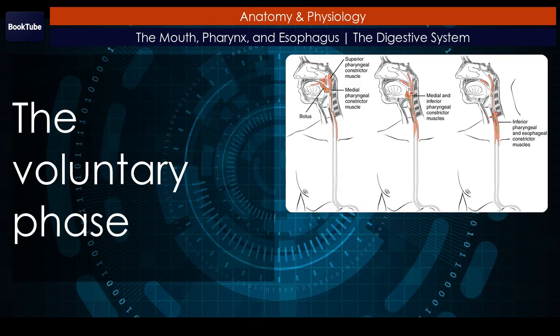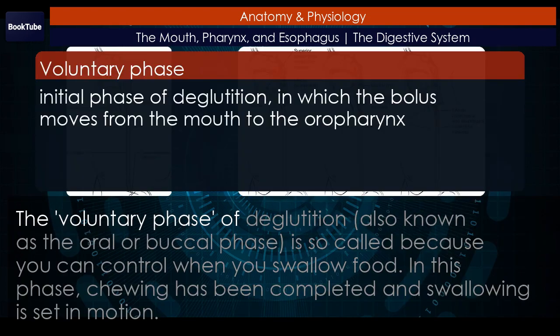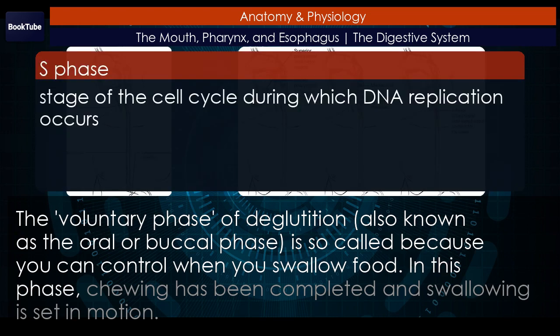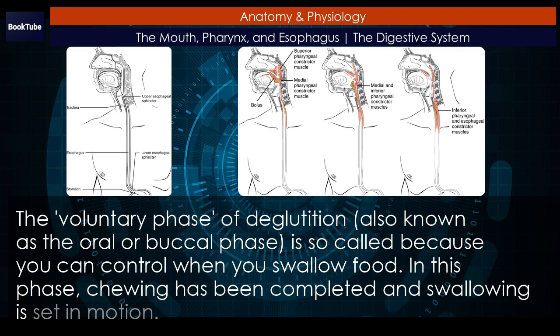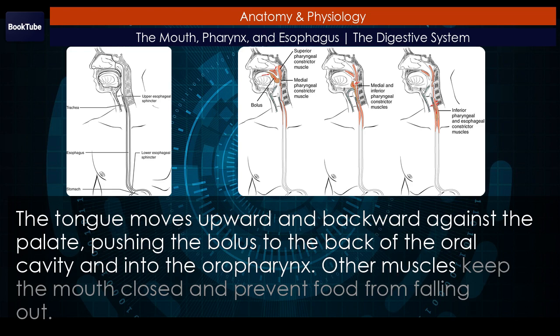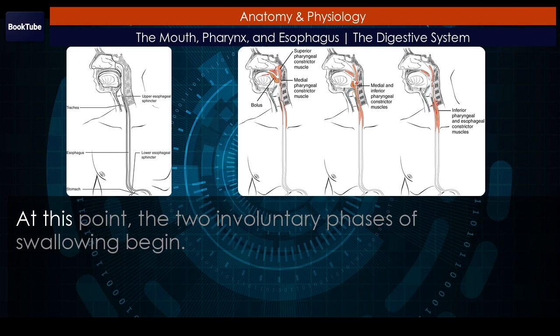The voluntary phase. The voluntary phase of deglutition, also known as the oral or buccal phase, is so called because you can control when you swallow food. In this phase, chewing has been completed and swallowing is set in motion. The tongue moves upward and backward against the palate, pushing the bolus to the back of the oral cavity and into the oropharynx. Other muscles keep the mouth closed and prevent food from falling out. At this point, the 2 involuntary phases of swallowing begin.